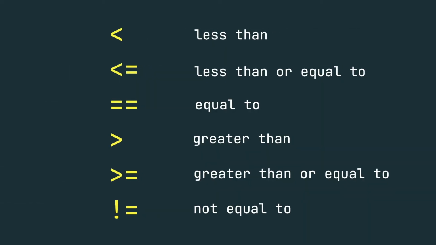We need to know comparison operators to be able to create a conditional statement. You may be familiar with these operators from math, but you need to know their syntaxes in Python. These are comparison operators. Less than, the symbol is located on the keyboard. Less than followed by an equal sign is less than or equal to. Double equal sign means equal to.